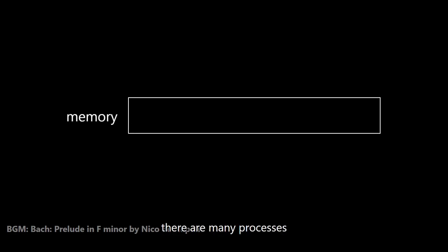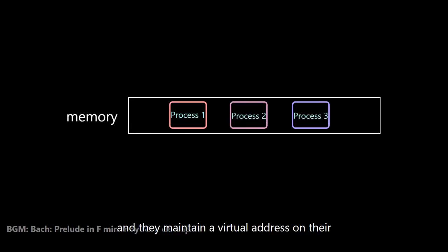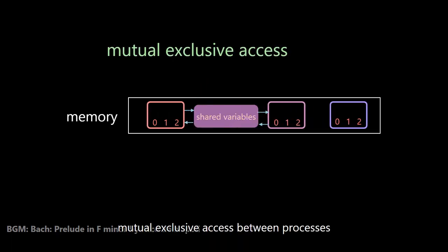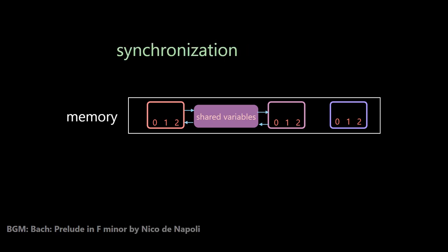In memory, there are many processes, and they maintain a virtual address on their own. So what if processes need to transfer data between each other? In the last video, we talked about shared variables and mutually exclusive access between processes. In this video, let's talk about more complicated synchronization issues.